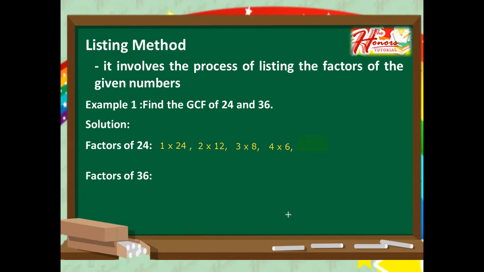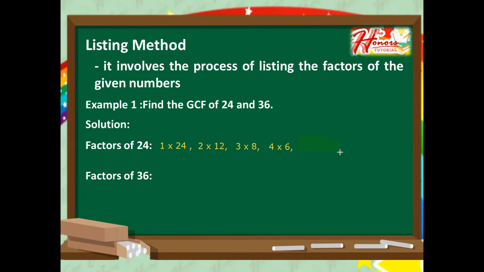For 8, again, if you're thinking of writing 8 times 3, please don't write it. It is because, again, you just interchange the position of 3 times 8 and make it as 8 times 3. Those are the same numbers. So please don't have redundancy in writing the factors. How about 9? 9 is not possible. 10, 11, 12. So these are the factors of 24.